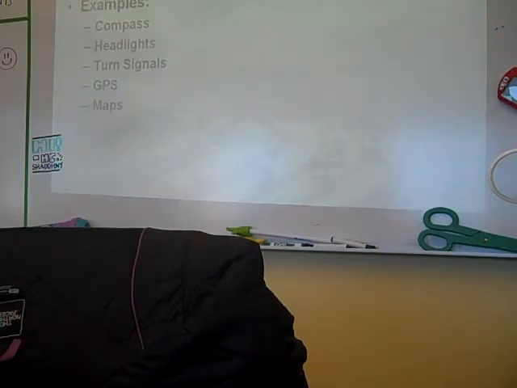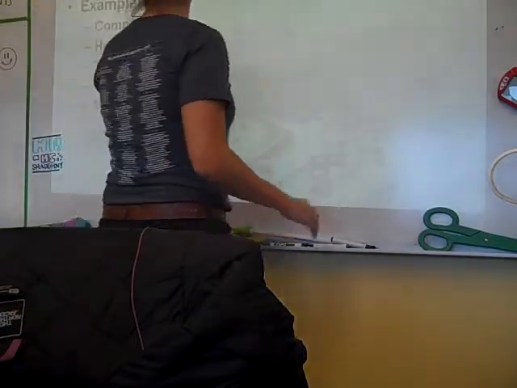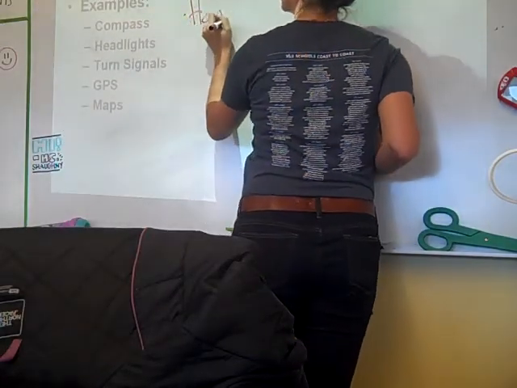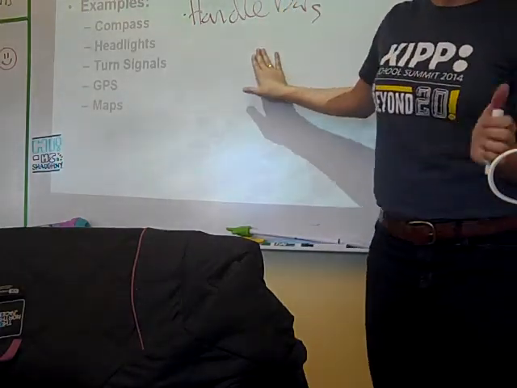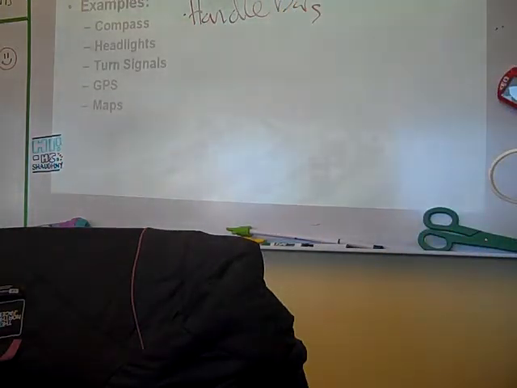Guidance system. Read the definition, please. Darwin. Provides assistance in staying on course. Good. The examples, please. Go ahead, Marina. Compass, headlights, turn signals, GPS, map. And this one, handlebars. Good. That's the one that we're going to use in this situation. Draw an arrow next to the handlebars, please. Come on.